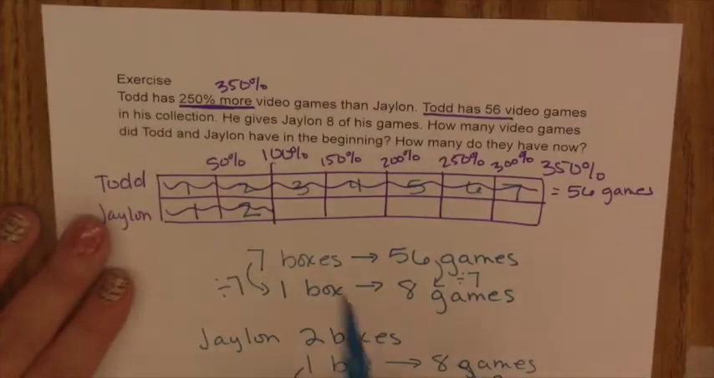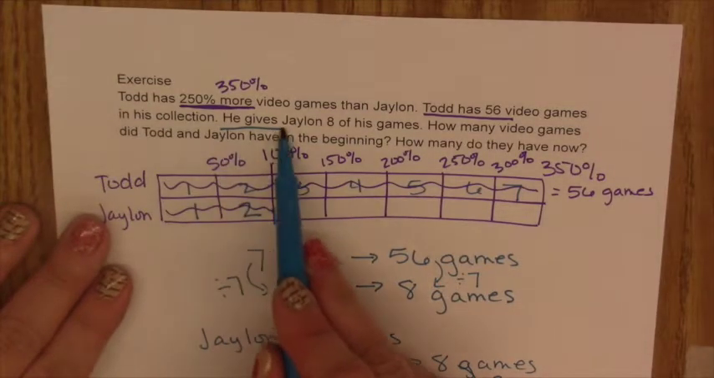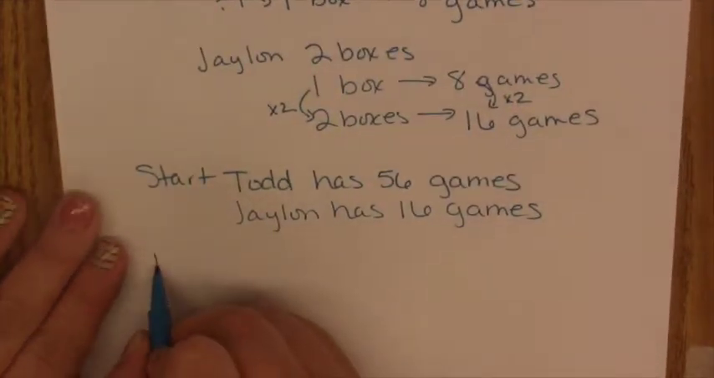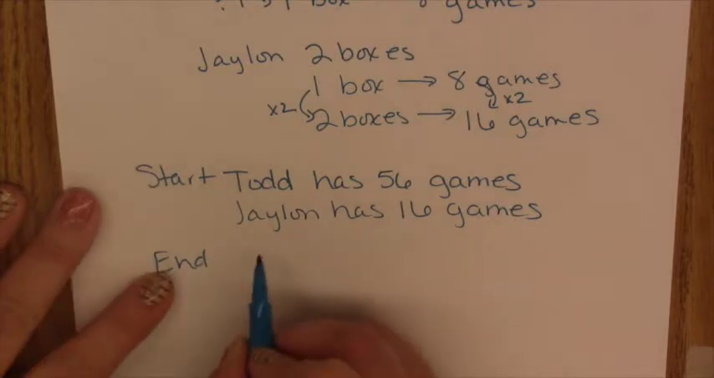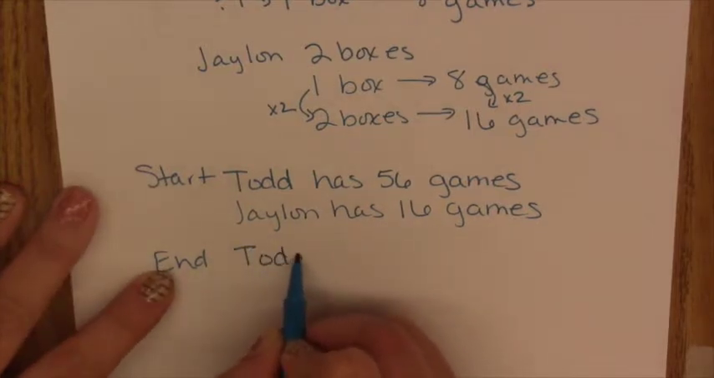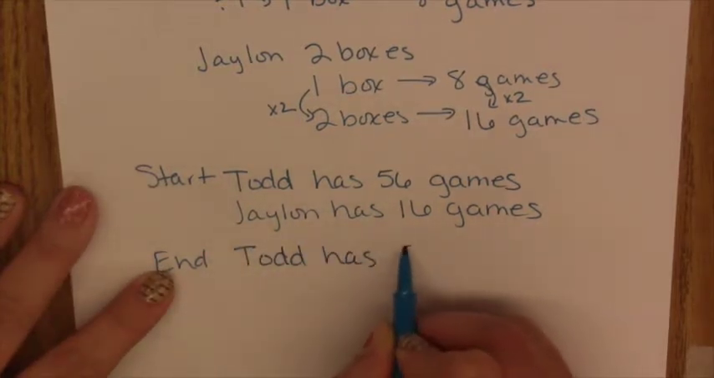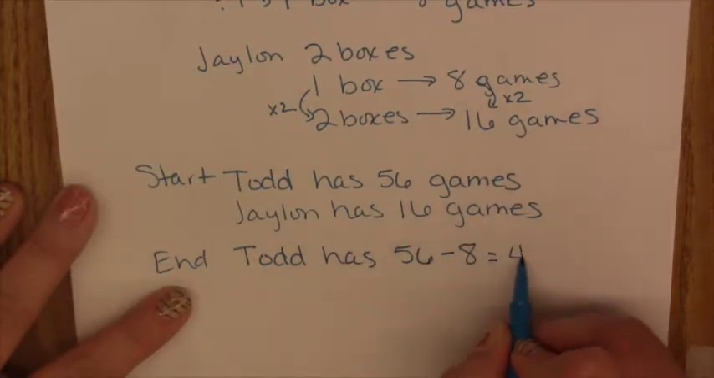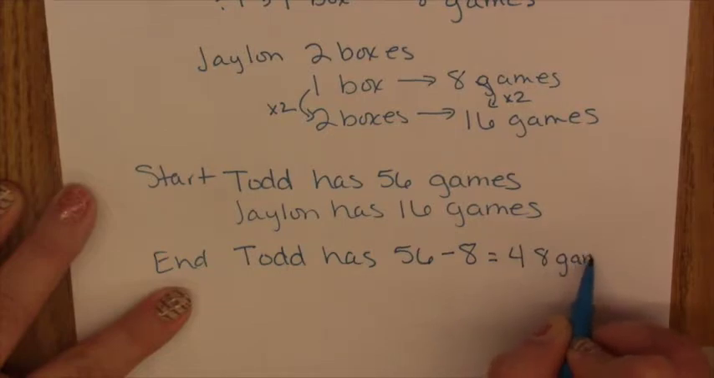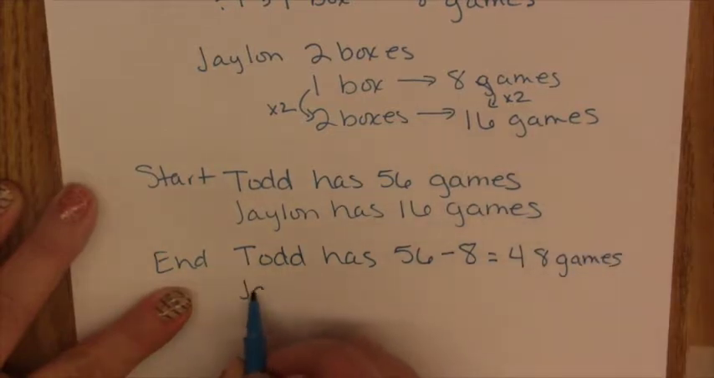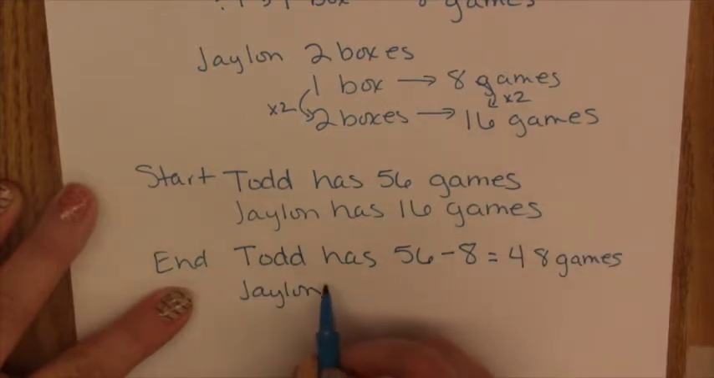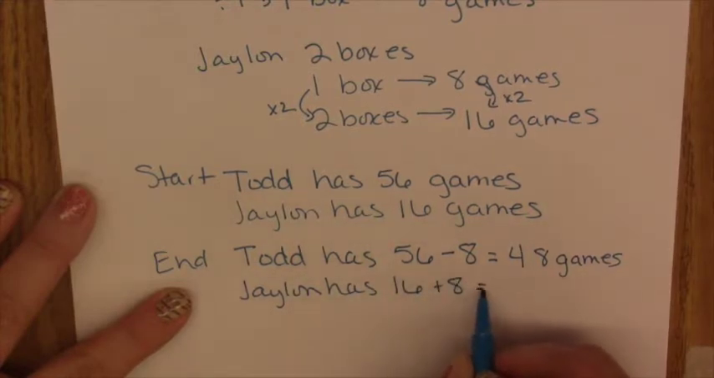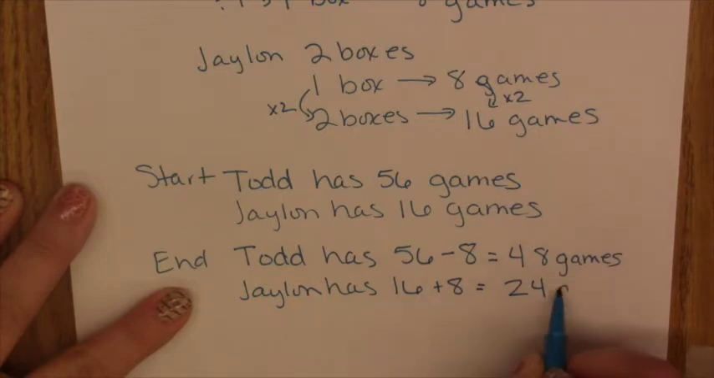So then in the problem it says Todd gives Jalen 8 of his games. So after he gives him his games, let's see how many he has left. So now Todd, he started with 56 and he's giving 8 away, so that leaves him with 48 games. And then Jalen has his 16 plus the 8 that Todd gave him, which would equal 24 games.